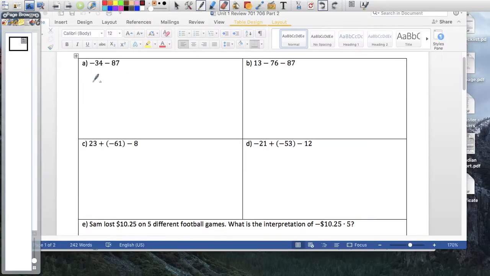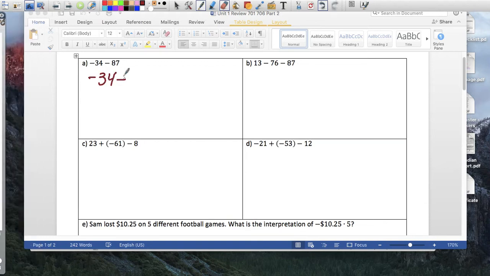Am I right? Yes. Change to addition. So now we know that's going to be a bunch of negatives added together. So 34 plus 87, 1, carry the 1, 21, negative 121. Take care of these two first, right?